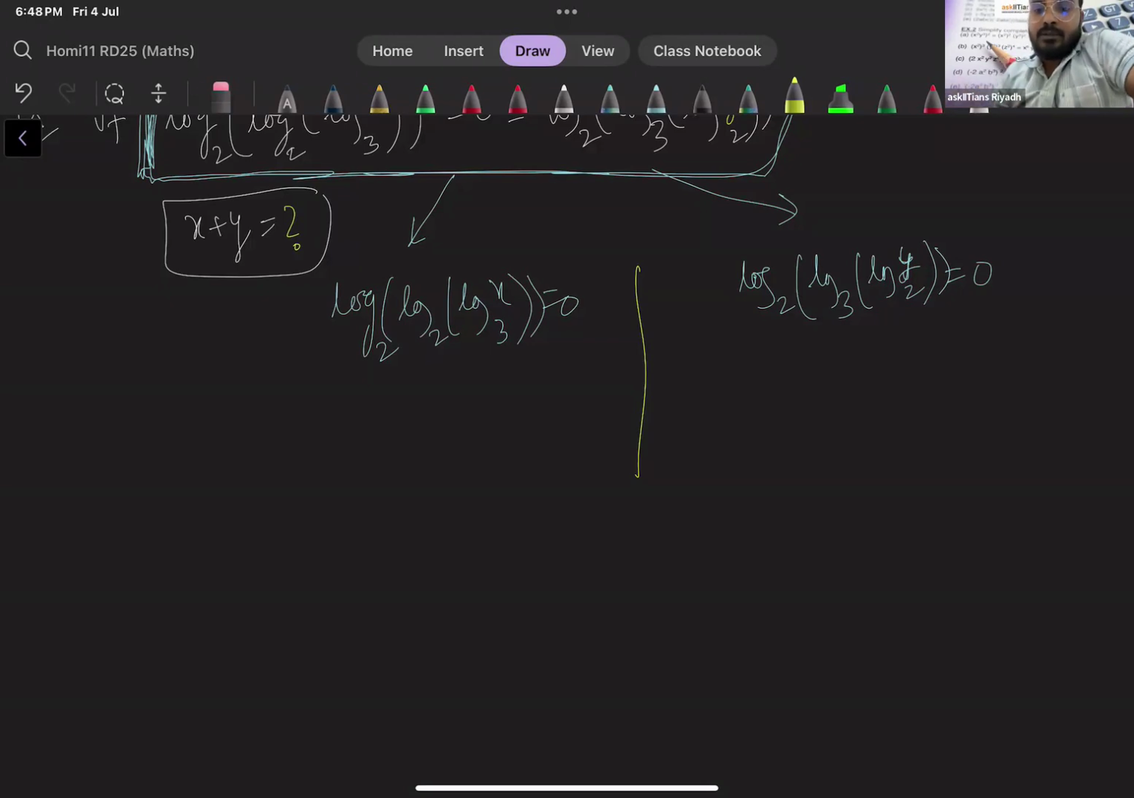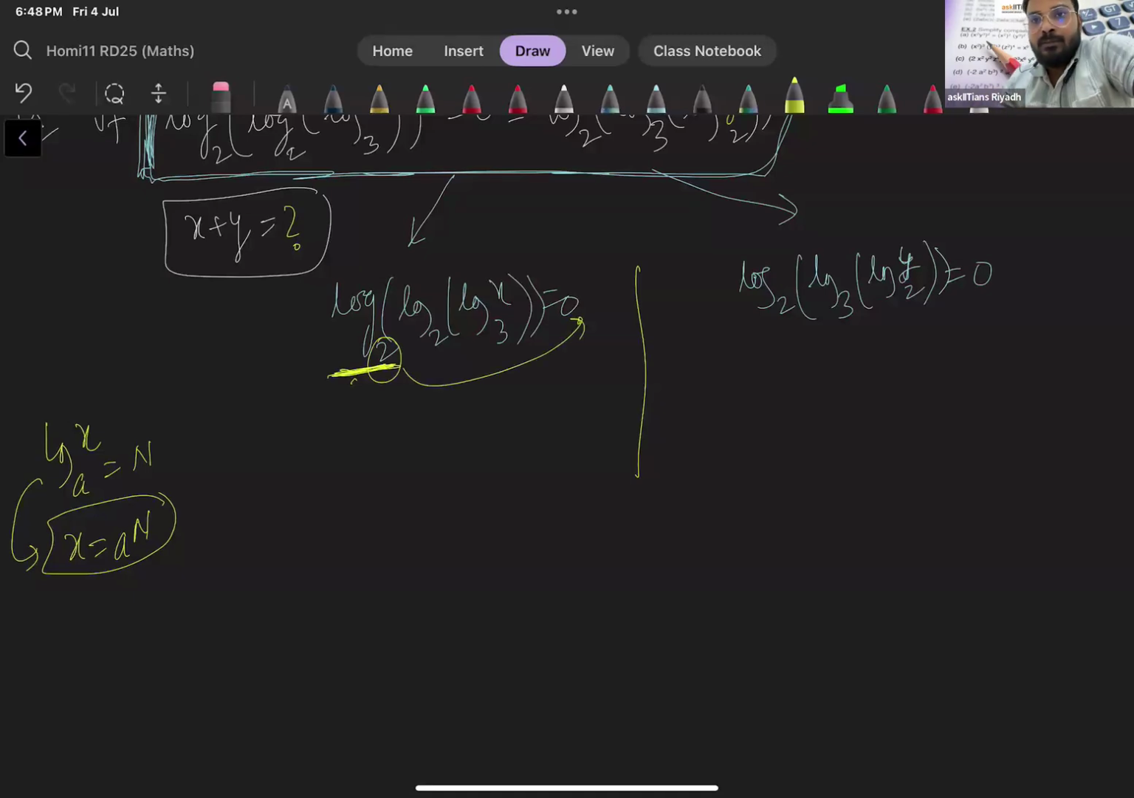So we'll start solving from the first log. Remove log and convert this into that exponent form, right? I told you the formula: log x to the base a equals n, so x equals a to the power n. If you want to remove log, we can convert this into exponent form. So if you remove log, this 2 will go into the base on the other side. 2 raised to 0 we can write. So I'm removing the first log.